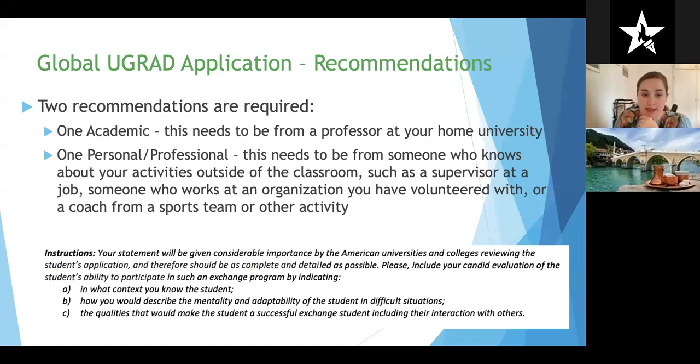The first one needs to be from a professor. It needs to be about your ability to succeed academically. We want to see that you're going to go to the United States and not fail your courses, that you have already developed skills to succeed in that way. So that's why the first one has to be from a professor. The next one is meant to be more personal or professional. So it should be from someone who knows you, not just from the classroom, but somebody who knows you from other extracurricular activities, whether it's a job or a sport or an organization you've helped volunteer with or anything like that. That is who the second one should come from.